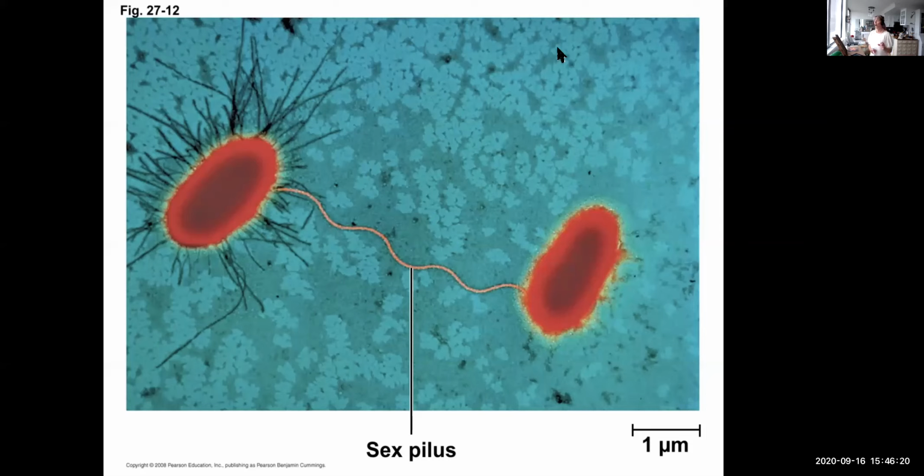We did talk about the teeny little plasmid circular bits of DNA that bacteria have. What's interesting about those is they give us the capability of producing things such as insulin.